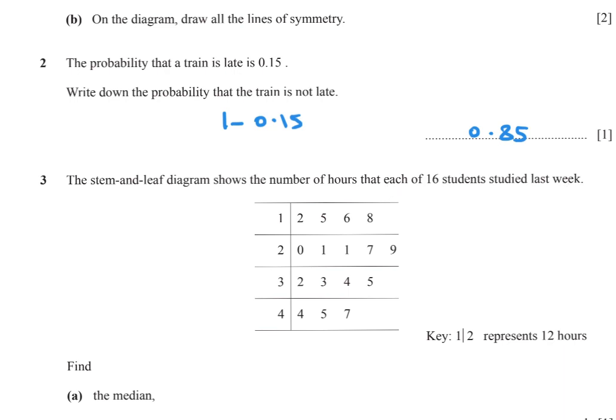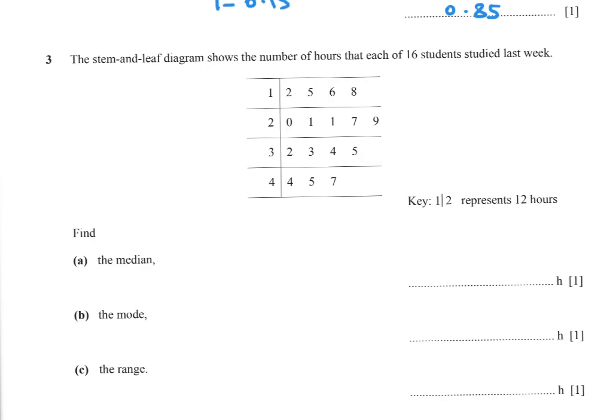Number 3, the stem and leaf diagram shows the number of hours that each of the 16 students studied last week. Now find the median, the mode, the range. First, to find the median, we have 16 students, so this is an even number. So we have 2 at the middle. We need to find them, then add them, divide by 2 to find the median.